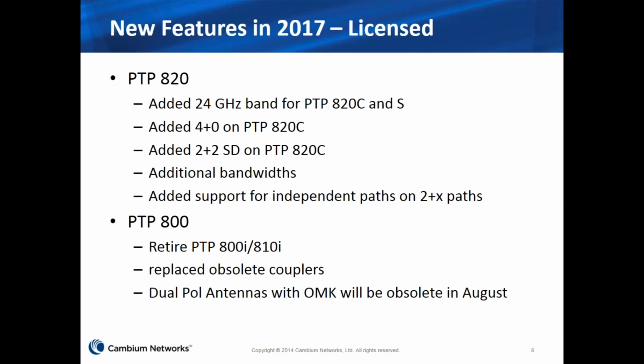But we've become aware that in some cases users have very different traffic requirements for each path, and therefore you might want to be using different configurations. So if you have this kind of situation, you can now choose the independent path option, and in that case then you'll be able to set up different bandwidths and modulation mode options on each path.